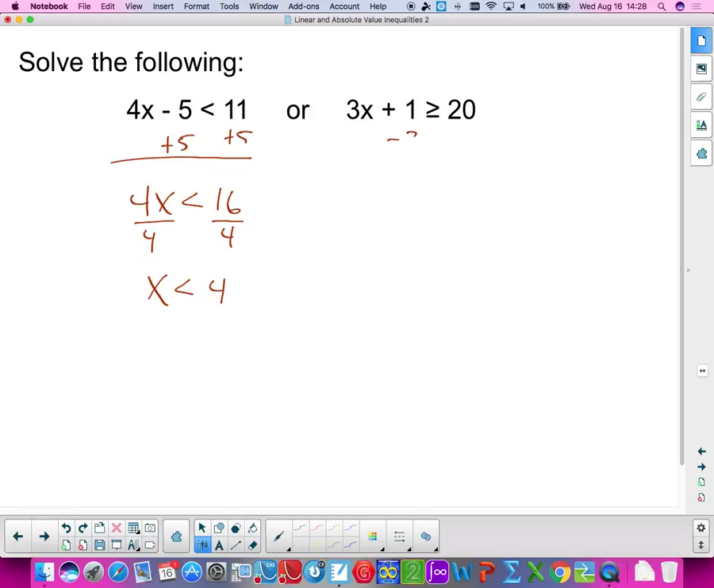And then over here, minus 1, minus 1. Oops. All right, let me change this. Change that problem to that. So plus 1, 3x is greater than or equal to 21. X is greater than or equal to 7. So in this case, I'd have 4 and go off that way, and 7 and go off this way.